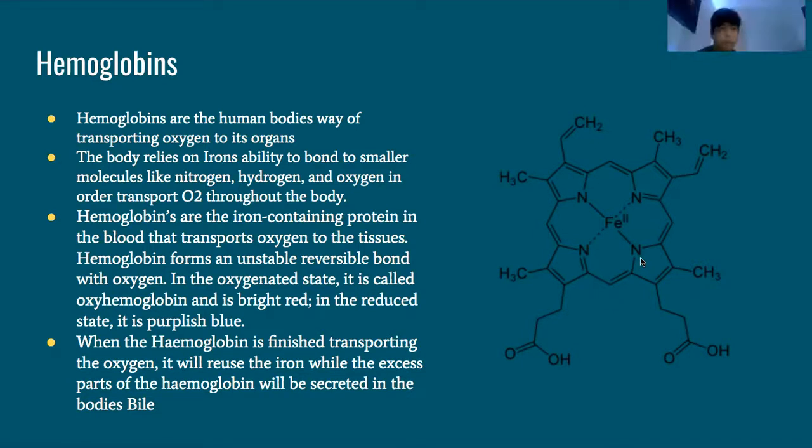Hemoglobins are iron-containing proteins in the blood that transport oxygen to not only muscles but tissues as well. The hemoglobin forms an unstable, reversible bond with oxygen. In an oxygenated state, it is called oxyhemoglobin and is bright red. And when it is in the reduced state, it is purplish blue. When the hemoglobin is finished transporting oxygen, it will then reuse the iron in the body, while the excess parts of the hemoglobin will be secreted into the body's bile.